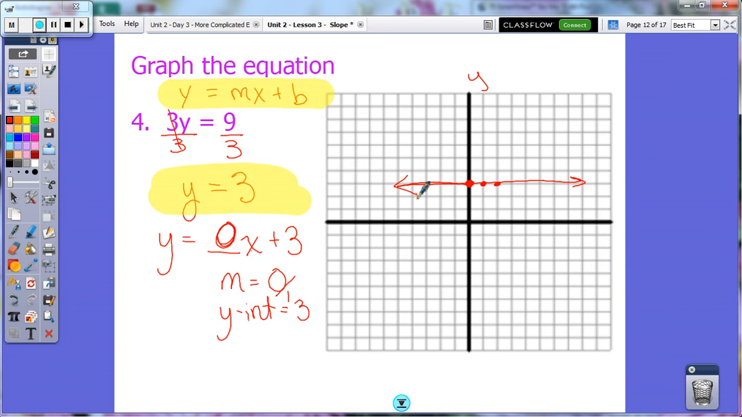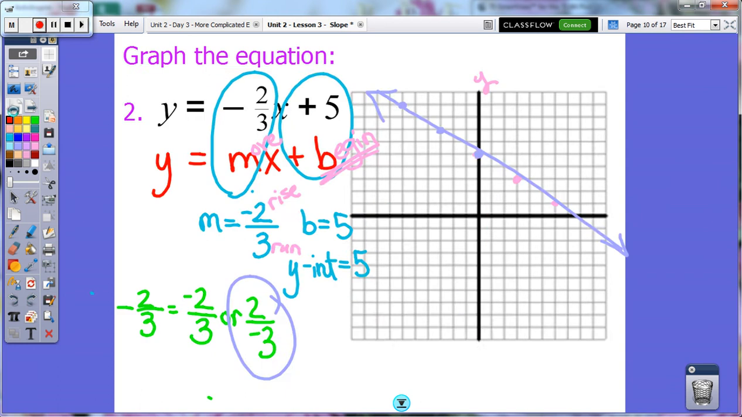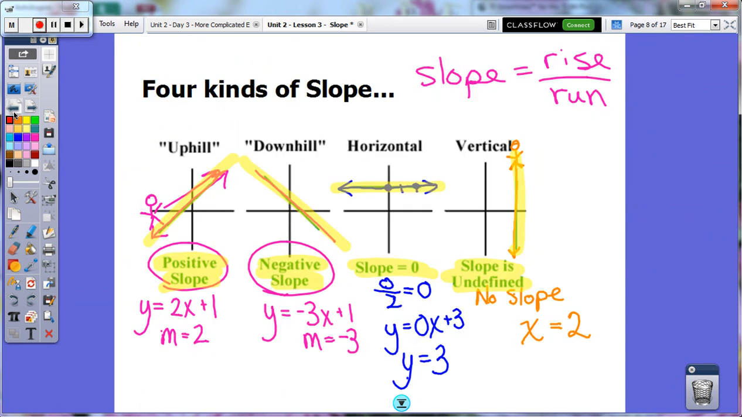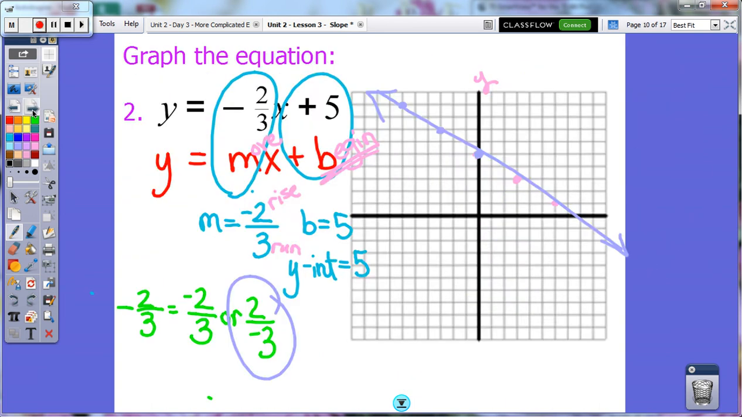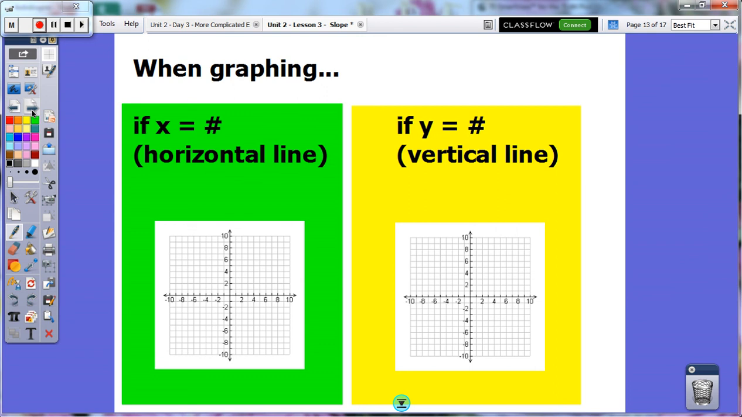So back when we were talking about the different kinds of slope, I'm going to see if I can go back real quick. Back when we were talking about the different kinds of slope, didn't we kind of mention that if it's a horizontal line, it's going to be y is equal to a number? And if it's a vertical line, it's going to be x is equal to a number. We'll come to the next page because this is probably something that even really, really good honor students, really, really good Algebra 1 students still tend to miss this information.